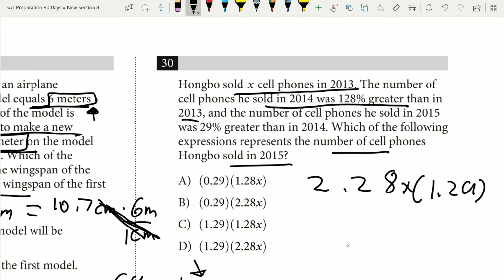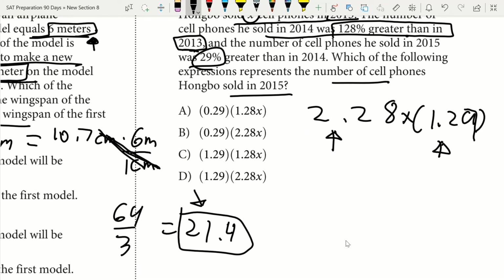Well, a 128% increase versus 2013 means it's going to be 2.28 times whatever he sold in 2013. Now, why is it not 1.28? Well, 1.28 would be a 28% increase. A 128% increase means that it's more than double, so that's going to be 2.28 times whatever he sold in 2013, which we know is X. After that, in 2015, he sells 29% more than he sold in 2014, so there we multiply by 1.29. So our answer is going to be answer choice D.